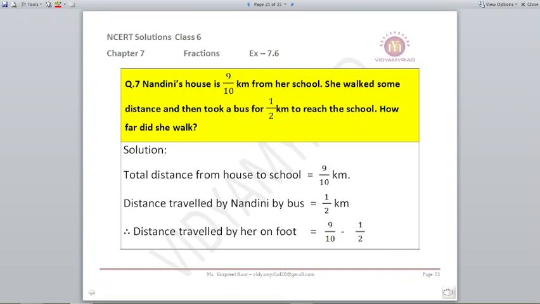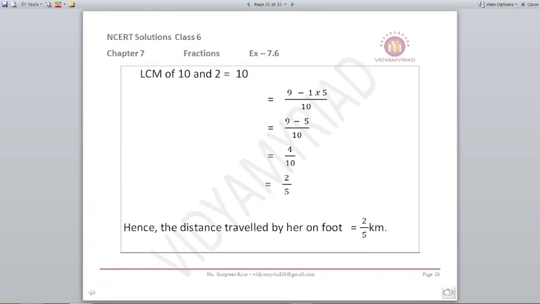So 9 upon 10 minus 1 upon 2. We will take the LCM of 10 and 2, which will be 10. So 9 minus 5 upon 10 gives you 4 upon 10. 4 upon 10 can be divided by 2. It gives us 2 upon 5. So distance travelled by her on foot will be 2 upon 5 kilometers.